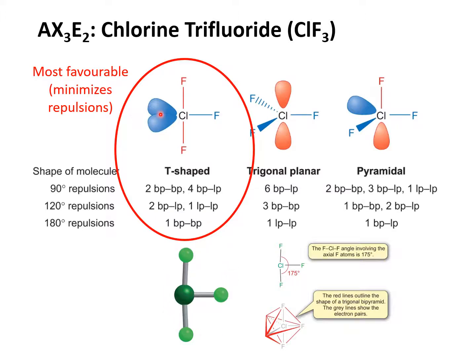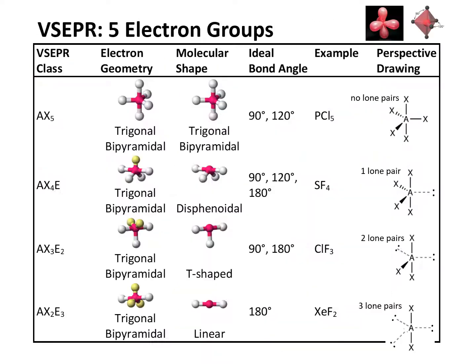Now it's important to remember that the presence of the lone pair electrons at the equatorial positions pushes back or repels the bonding electrons, and as a consequence, the bond angle between the chlorine and the fluorine atoms is less than the ideal angle of 180 degrees, and in actual fact, the experimentally observed bond angle is 175 degrees.